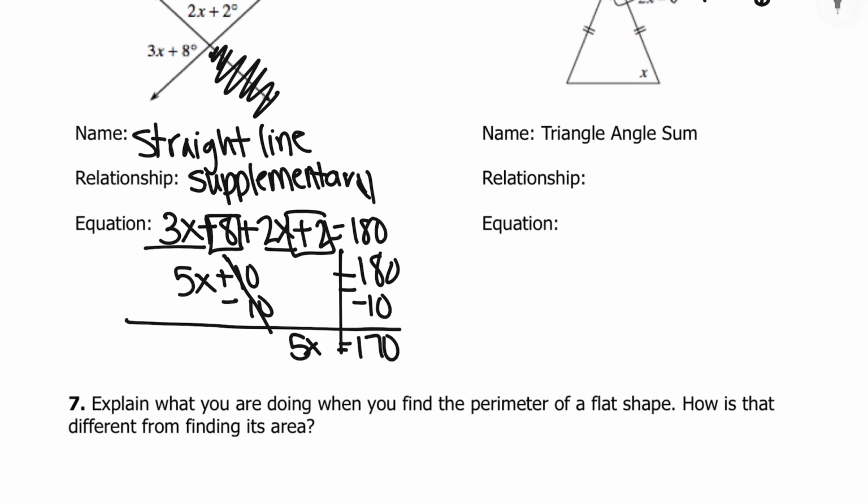And then I'm going to divide both sides by 5 because currently 5 and x are multiplying. So to undo, I'm going to divide. So x is going to equal 35.